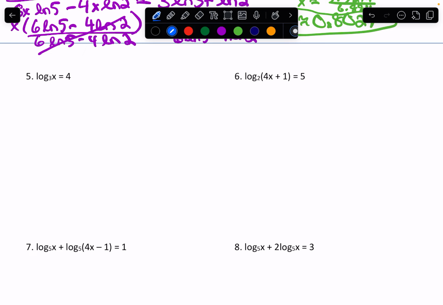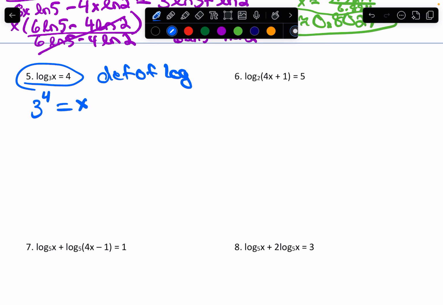Well, number 5 is going to be easier. If we look at this, we have a log, and the x is in the argument, so we're going to use the definition of logs. So our base is 3, our exponent is 4, and that equals x. 3 to the power of 4 is 81. So that one was easy.